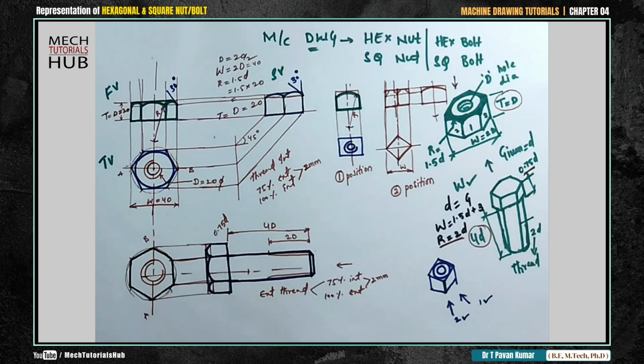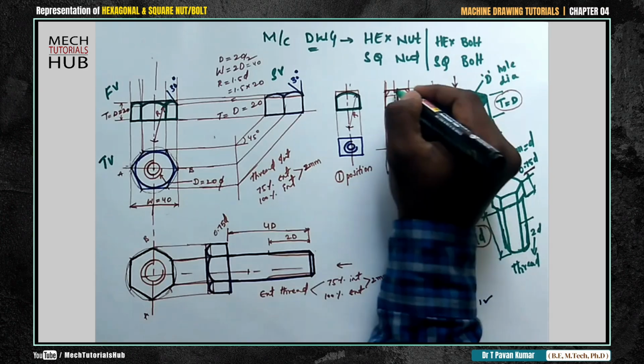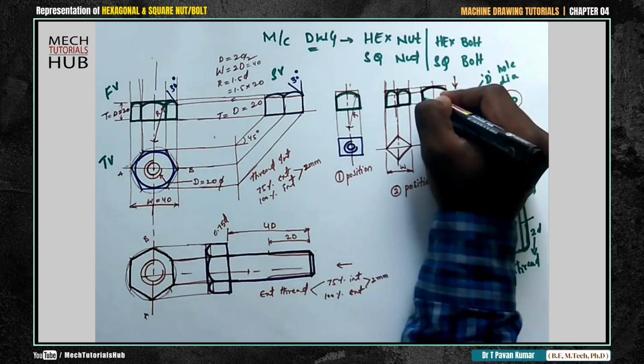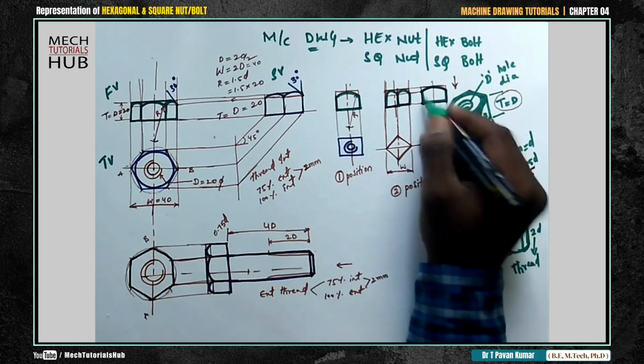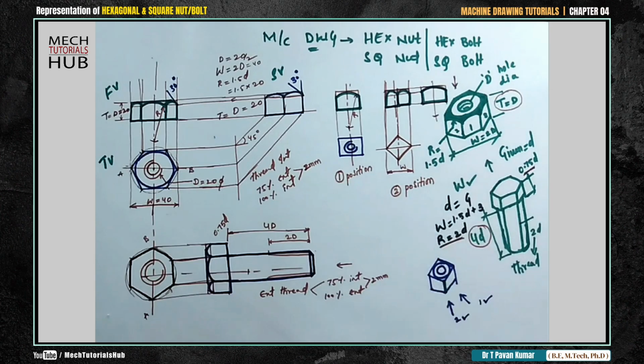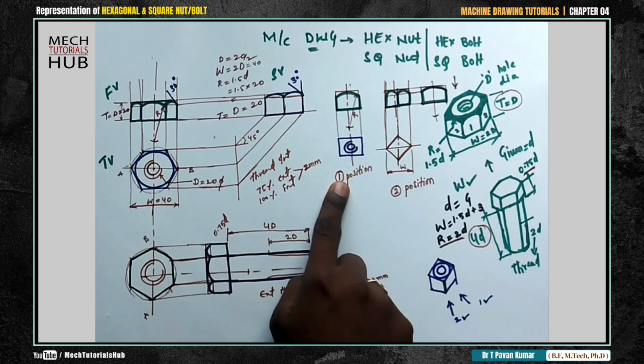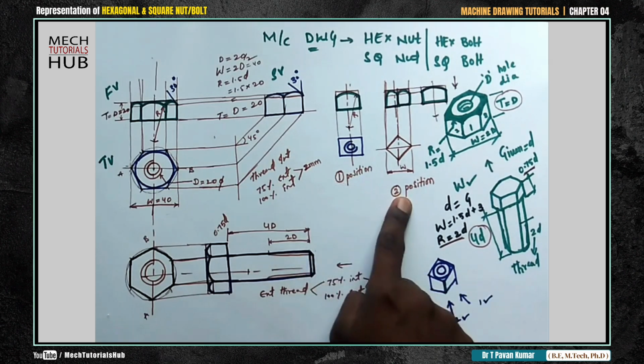Now take a HB pencil, darken the required 1, 2, 3. And this is not required actually. So if you want, you can make it dark also, not a problem. Fine. Now this is about the orientations. This is the first position of hexagon square nut, second position of square nut.